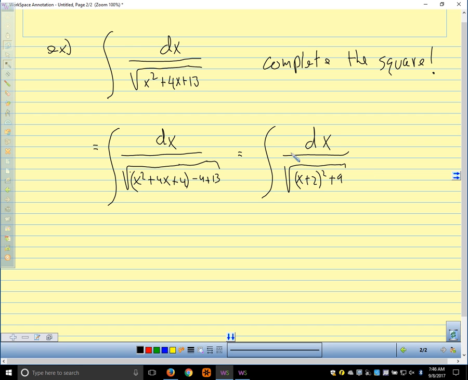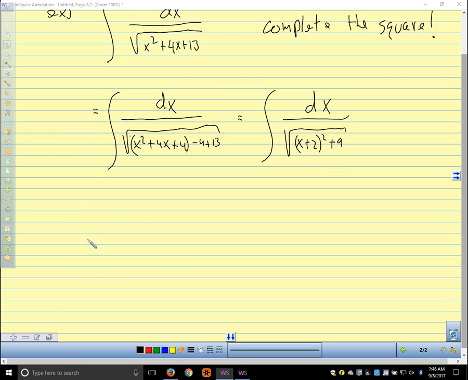And one of the sides of the triangle, instead of just x, is going to be x plus 2. Isn't that nice?